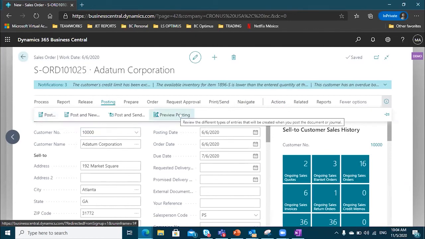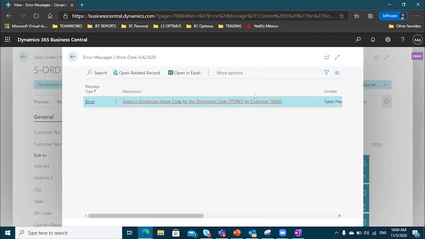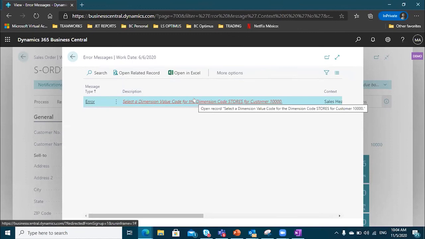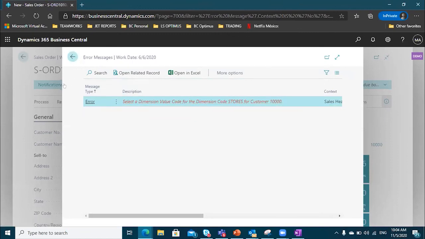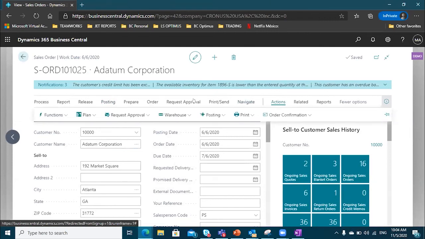But for now, I'm just going to first review the GL accounts by using the preview posting feature, which is very cool. If I review, it's going to tell me if everything is, of course, fine to be posted into the GL. But for now, it's telling me I need to add some information. We call the dimension a specific value that helps me for reporting purposes.